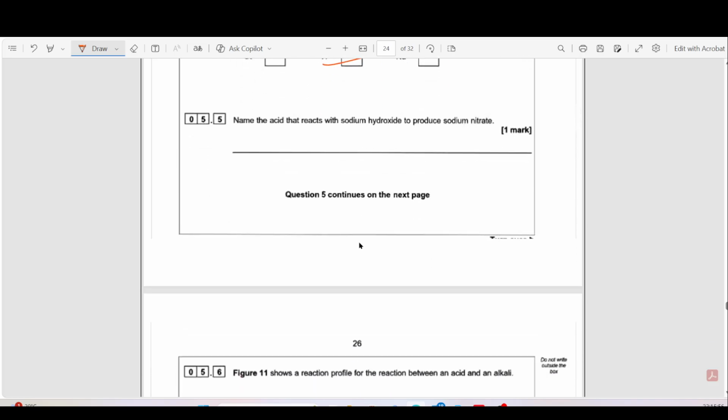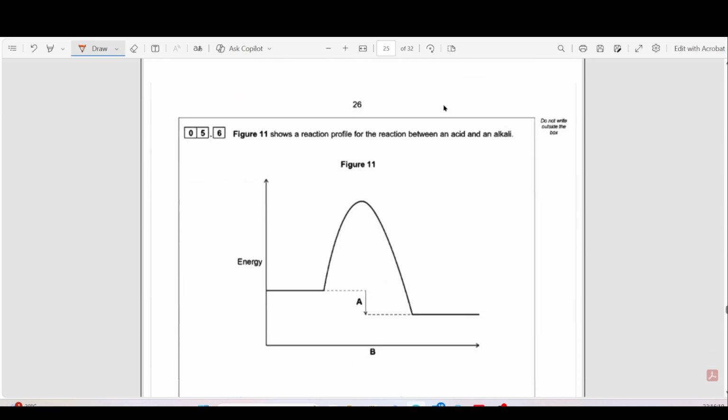Name the acid that reacts with sodium hydroxide to produce sodium nitrate. So we have nitrate here, so it will be nitric acid. You can guess from here what acid this is, because this is the salt. Okay, nitric acid. It is explaining the neutralization reaction. When acid reacts with base, it produces salt. It's like nitric acid reacting with sodium hydroxide to produce sodium nitrate.